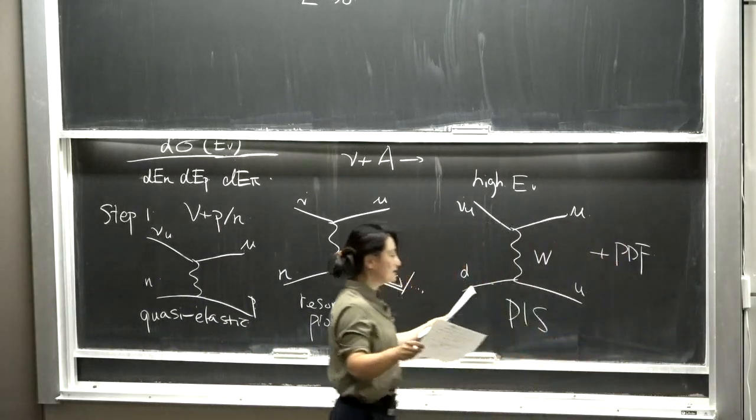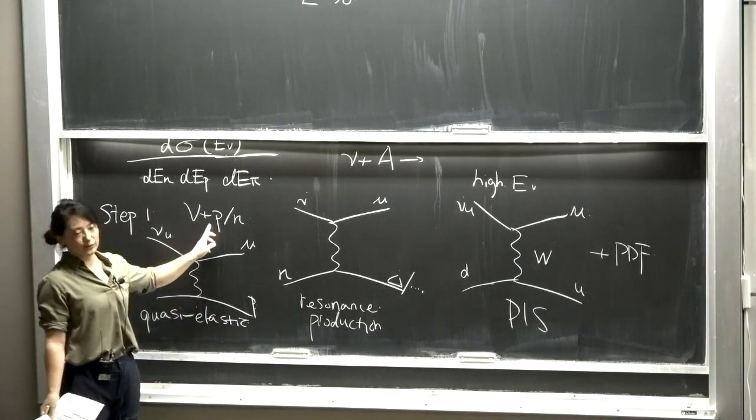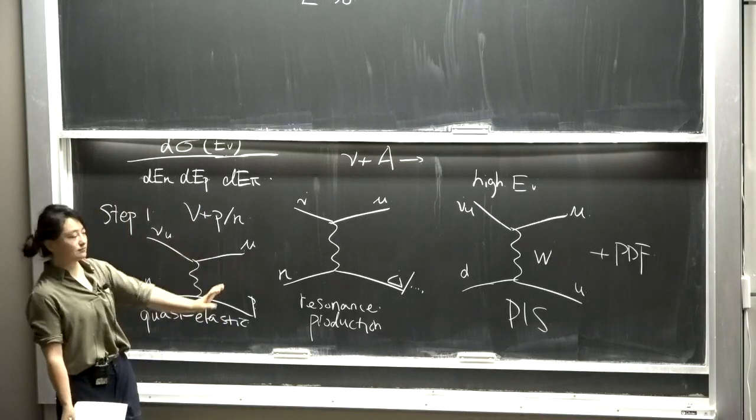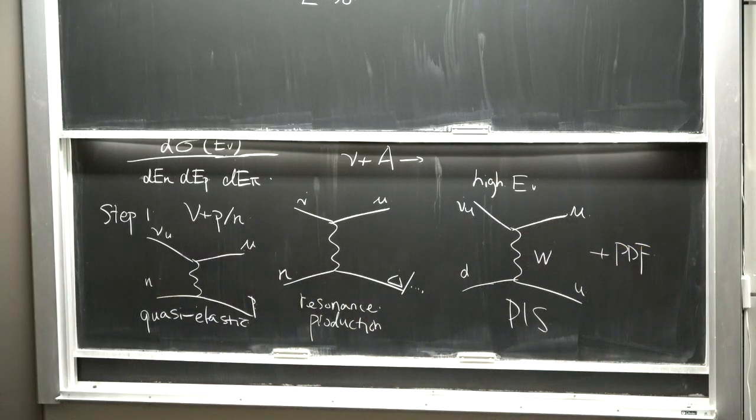Okay, and this is the first step. So again, right now, we're just dealing with a neutrino interacting with a proton or neutron. There's no nucleus yet. And then one way to think about it is after that's done, whatever your interaction channel is, above any of the three, you have to put it in the nucleus.